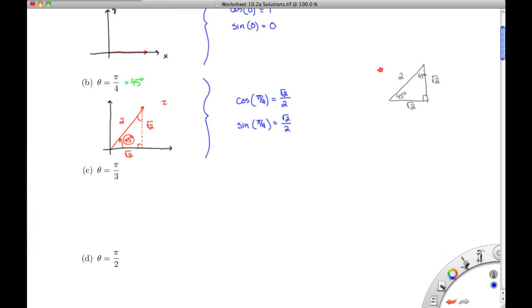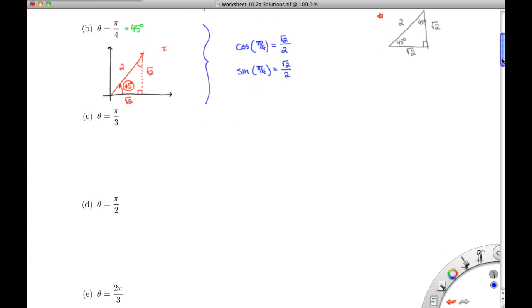So let's try it again for this next one. So we've got theta equals pi over 3. So if we think about this as an angle in degrees, pi over 3 is the same as 60 degrees. So we are definitely dealing with a first quadrant angle, as we can see here. So let's go ahead and draw it. So we'll draw here's our x-axis and our y-axis. Now we'll draw this angle right here.